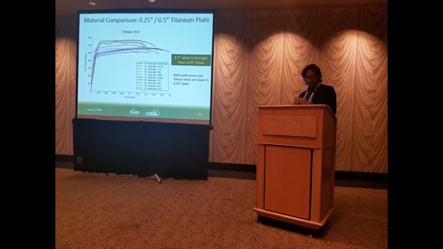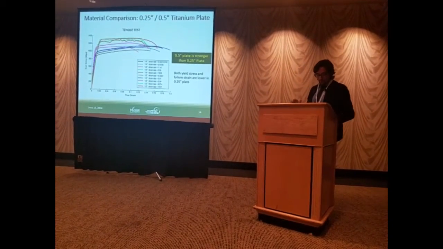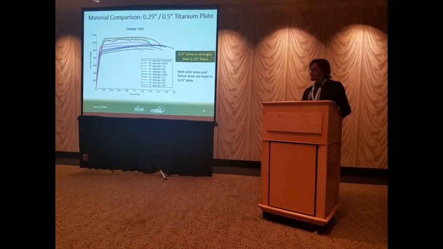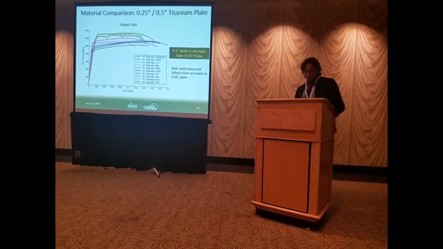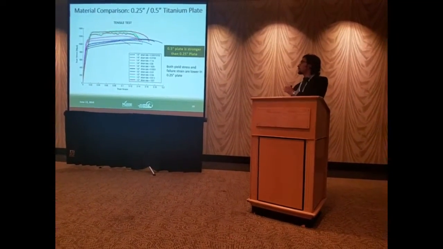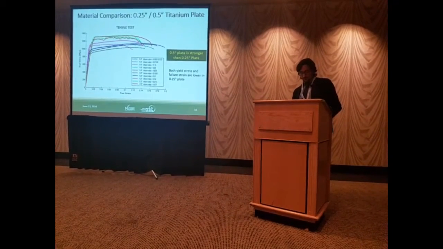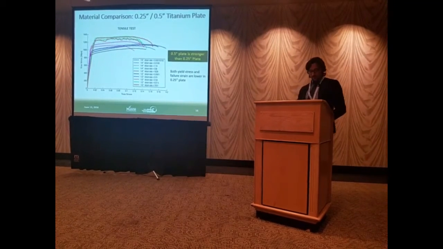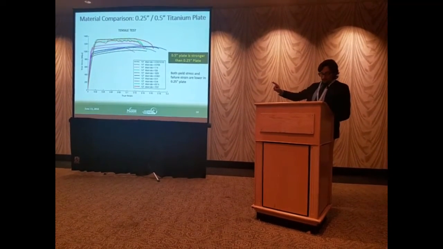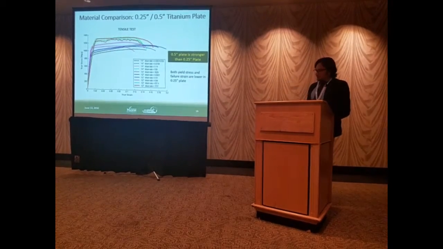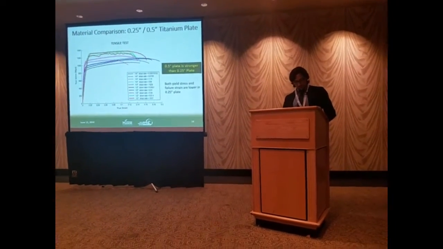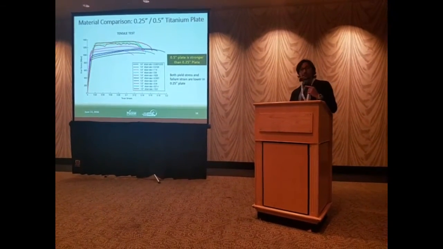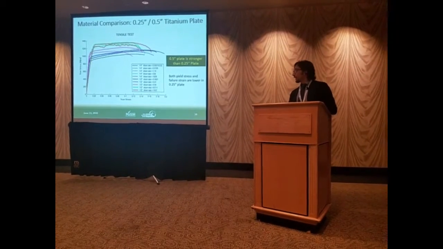There are some material tests done to tell the differences between these two materials. And we can see that the same colors mean the same strain rate, and all the solid lines refer to the half-inch plate, and all the dashed lines refer to the quarter-inch plate. We can see that the half-inch plate is stronger than the quarter-inch plate. So the quarter-inch plate will be simulated with the material model that is based on the half-inch plate.